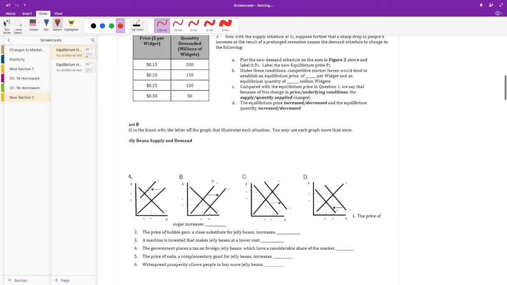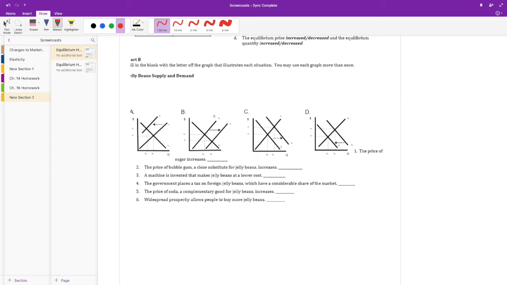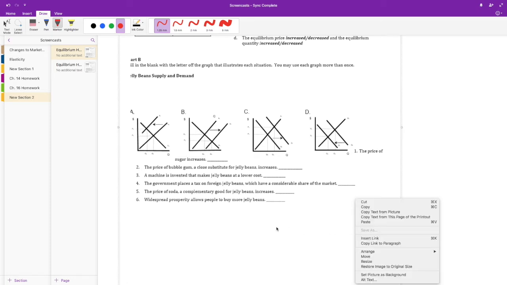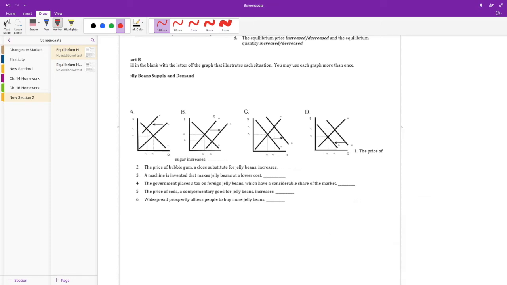So now part B. Part B is pretty straightforward. It asks you to fill in the letter of the graph that best answers the questions. Question number 1 says, what would happen in the market for jelly beans if the price of sugar increased? Well, sugar is an input into the production of jelly beans. Without sugar, you can't have a jelly bean. So that's going to be a shift of supply. If an input cost goes up, supply has to decrease. So the best answer here is going to be A.